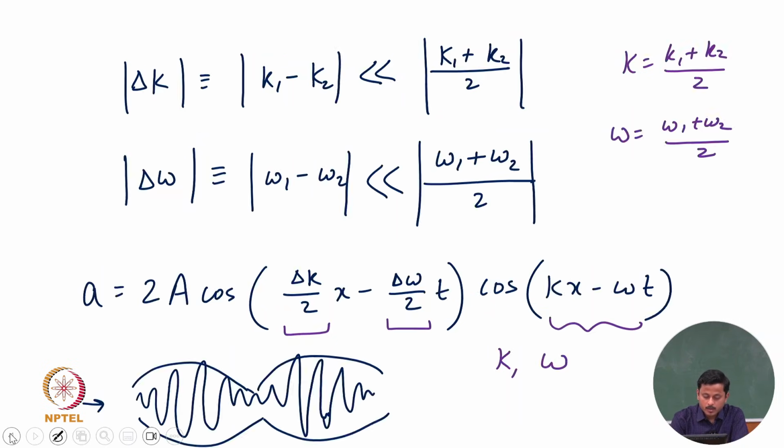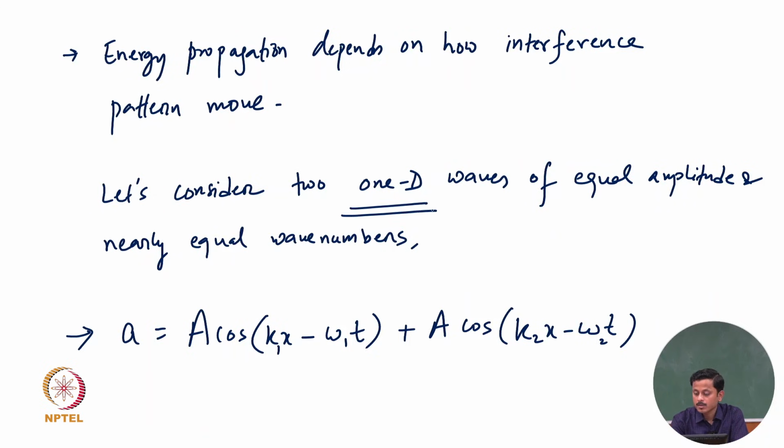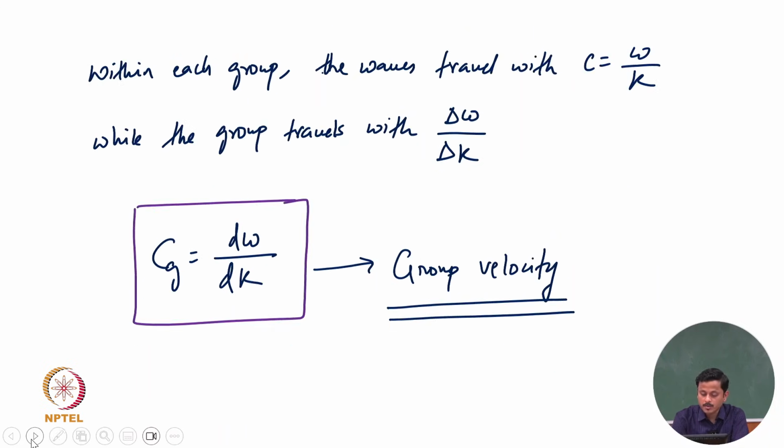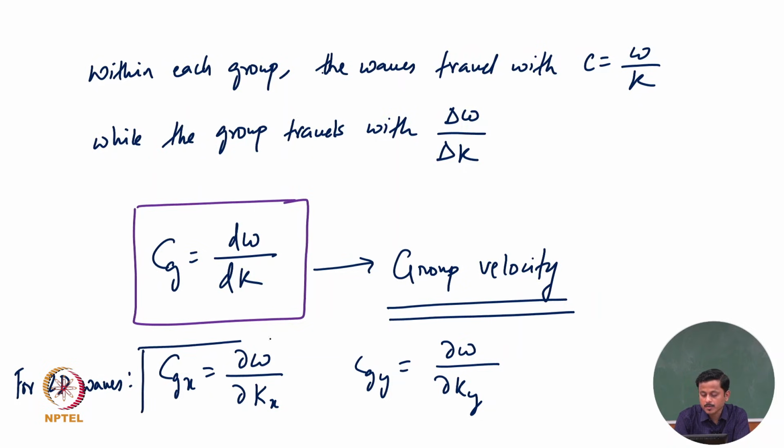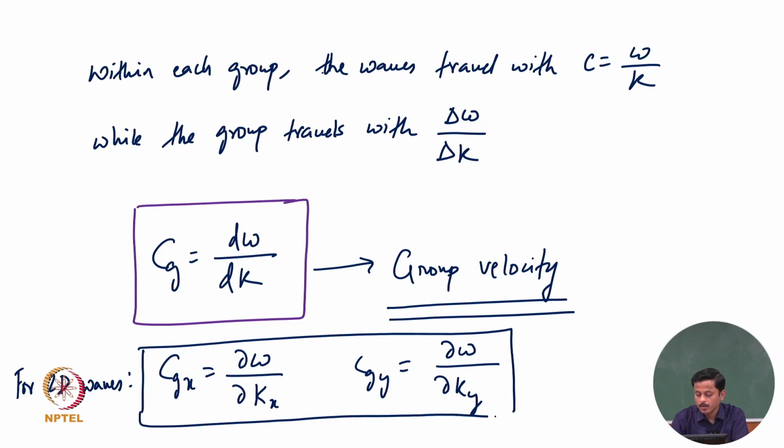And we said that these are only one-dimensional waves. We started with only one-dimensional waves. In 2D waves, we can define group velocities in each of the directions: del omega by del kx, and the group velocity in the y direction. So for two-dimensional waves, we can define group velocities in two different directions.